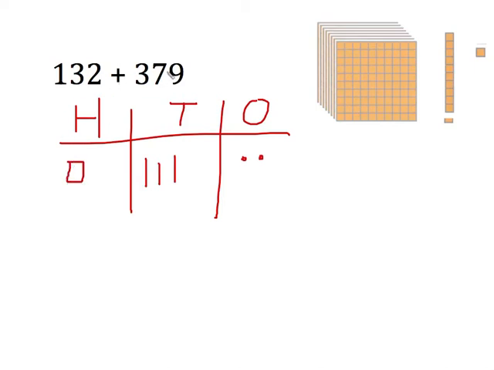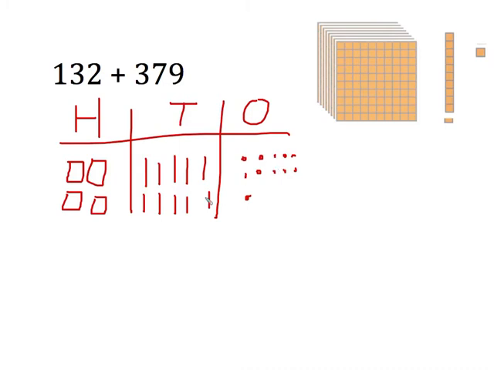Since I'm adding, I'm going to put more squares in. I'm going to build on. Here I need to add 9 ones. 1, 2, 3, 4, 5, 6, 7, 8, 9. I'm going to add on 7 tens. 1, 2, 3, 4, 5, 6, 7. And I'm going to add on 3 hundreds. 1, 2, 3. Now I can see right now I have 4, 10, and 11.